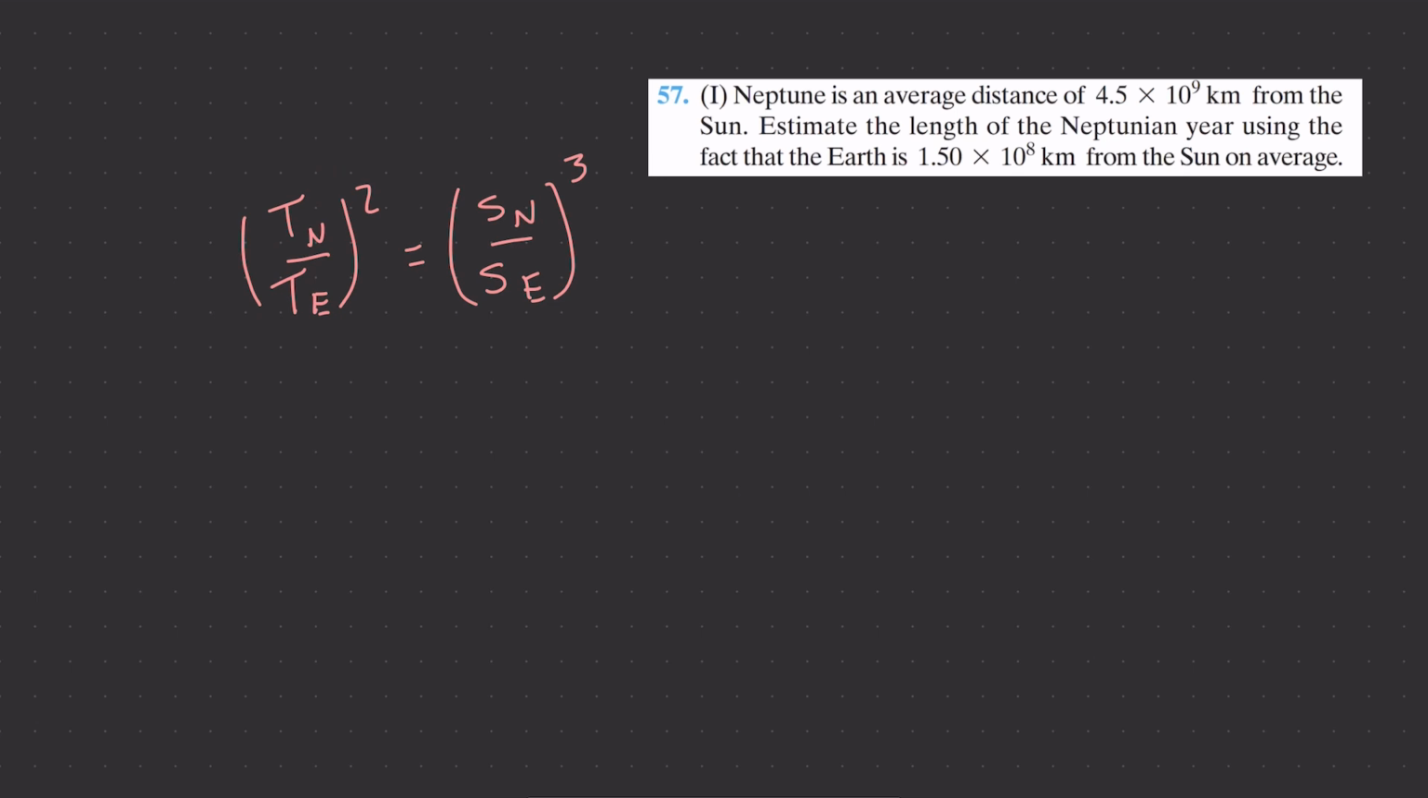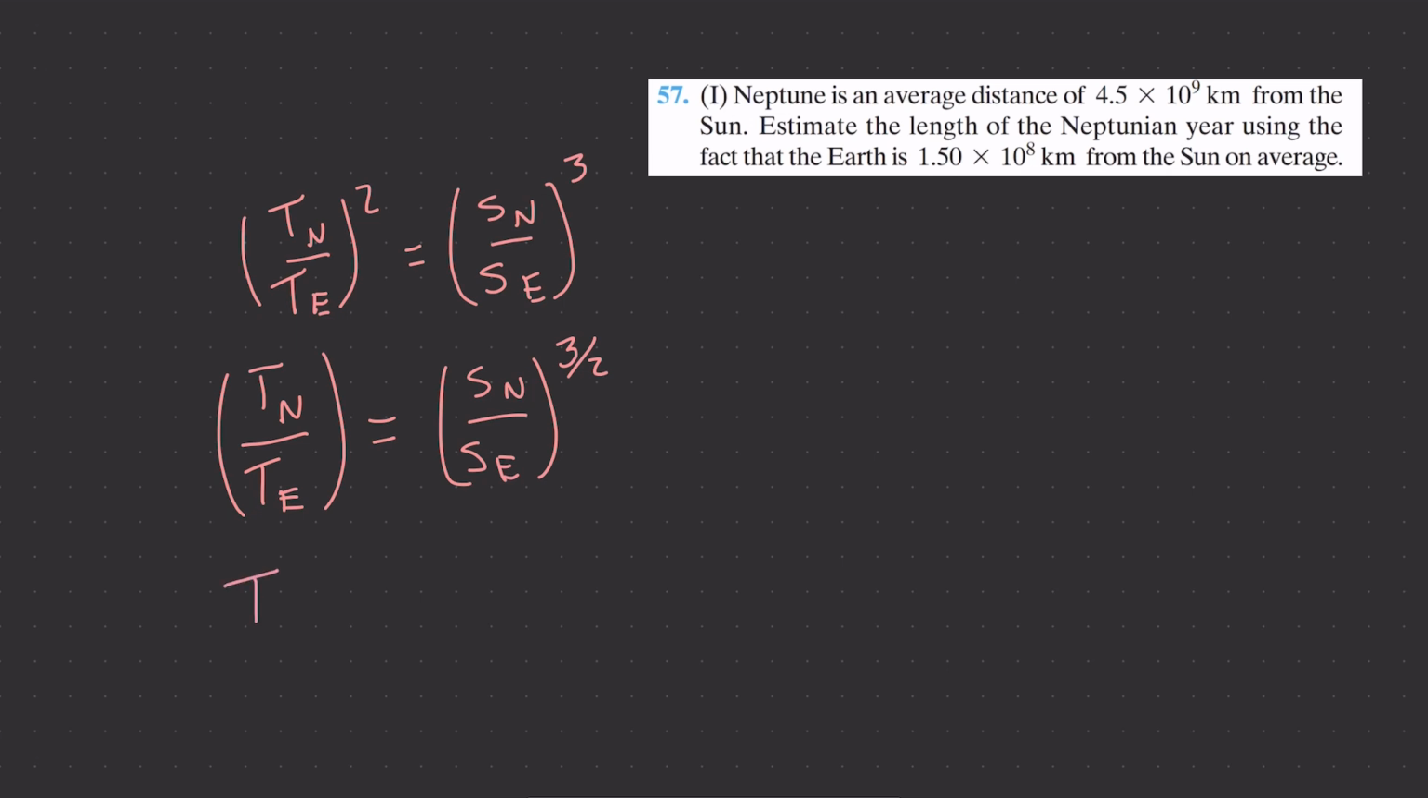That's going to leave me with the period of Neptune over the period of Earth is equal to the average distance Neptune is from the sun over the average distance that Earth is from the sun to the power of 3 over 2. This is the result of me taking the square root of both sides. From there, I'm going to multiply both sides by the period of Earth, which, if we're taking this in terms of years, is just 1 year.